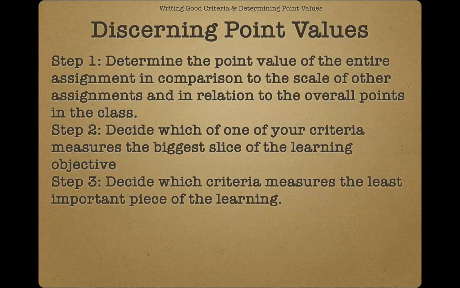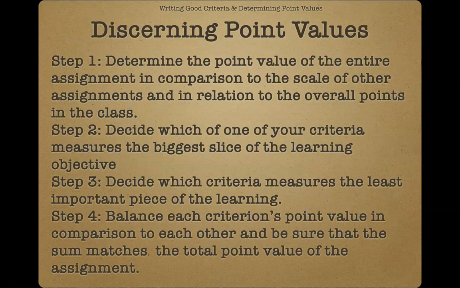Once we have those point values set, then we're going to balance the remaining point values left and split them up among the rest of the criteria within the rubric. It could be all equal to each other, or you can split the rest of those points up however you feel they balance with the rest of the items we've already given points to. So let's look at an example.